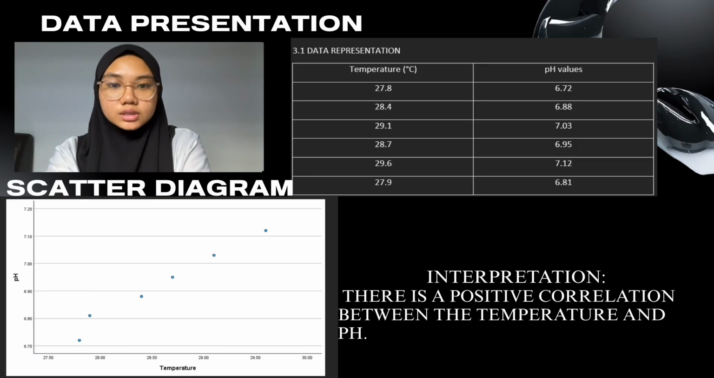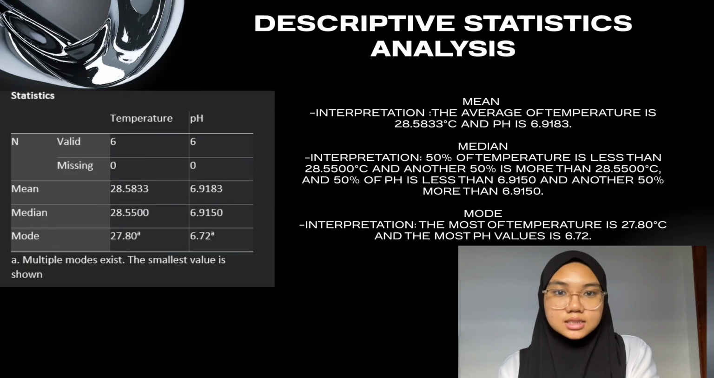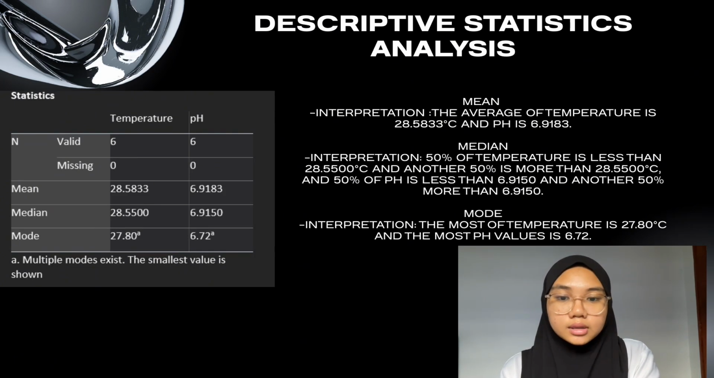Data presentation. So this is the data presentation and the scatter diagram. For the interpretation, there is a positive correlation between the temperature and pH. Descriptive statistics analysis. For the mean, the average temperature is 28.583 degrees Celsius and pH is 6.9183. For the median, 50% of temperature is less than 28.55 degrees Celsius and the other 50% is more than 28.55 degrees Celsius, and 50% of pH is less than 6.915 and the other 50% is more than 6.915.